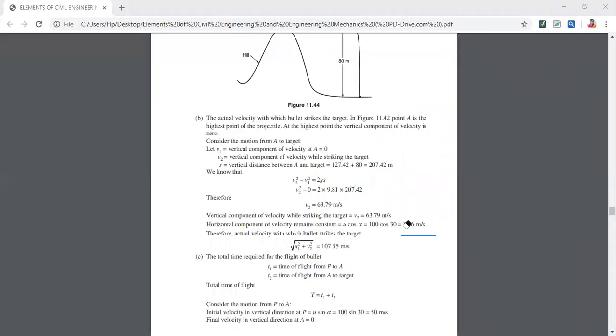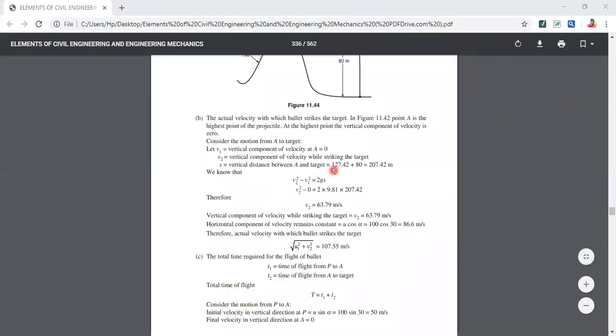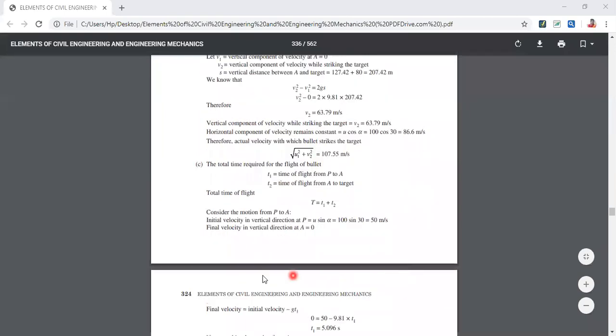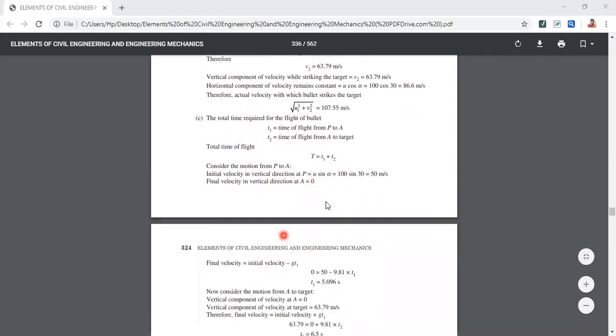The total time required when we are calculating, t1 is the time of flight for the first half, t2 is the time of flight till the target. So total t is t1 plus t2. Consider the motion from P to A, that is the first part. Initial velocity in vertical direction at P is u sine alpha, I substitute, and the final velocity at point A is 0. So for using these two conditions, I will use v equal to u plus at. Because it is against gravity, it is minus gt, u minus gt. So I'll substitute in this and I get a t value, that is 5.096.